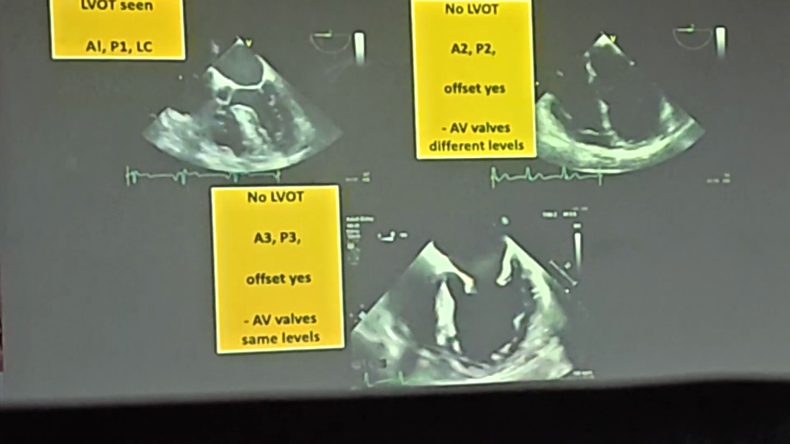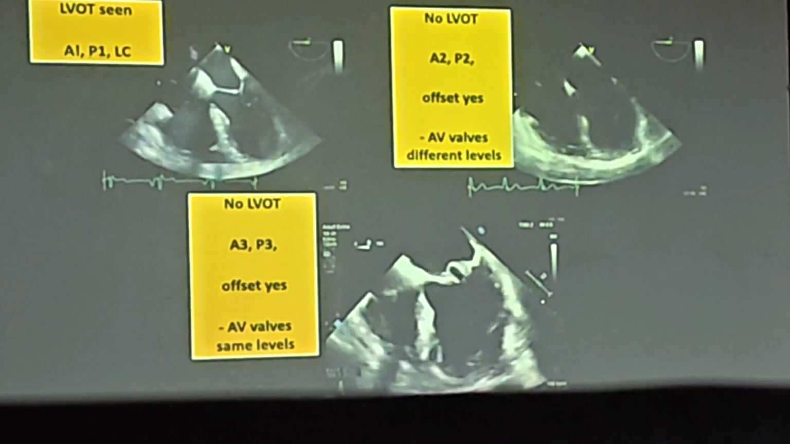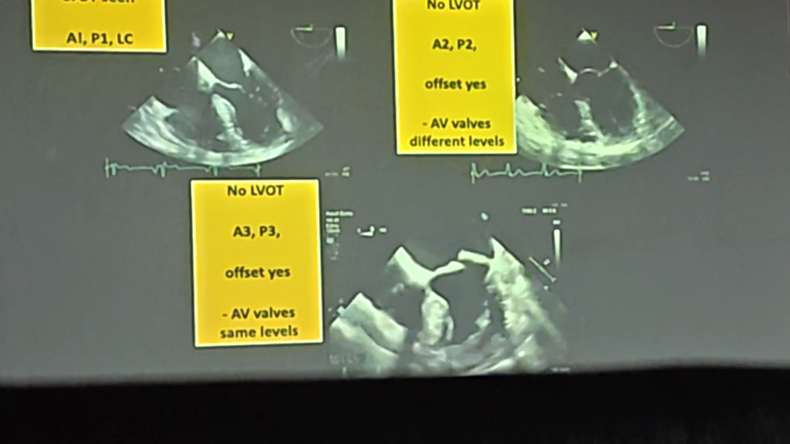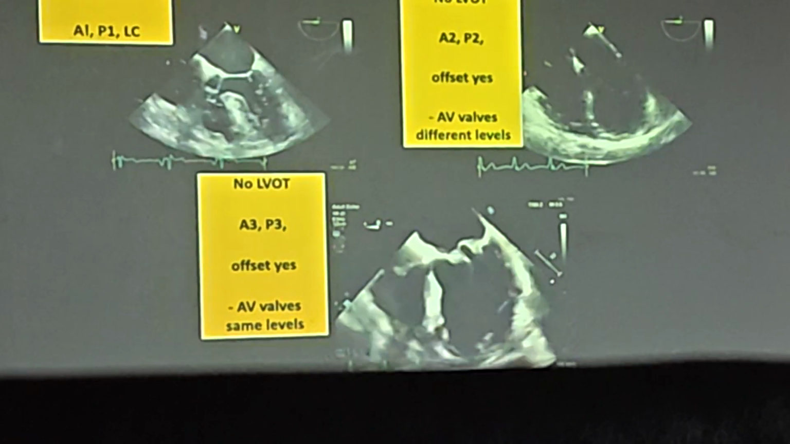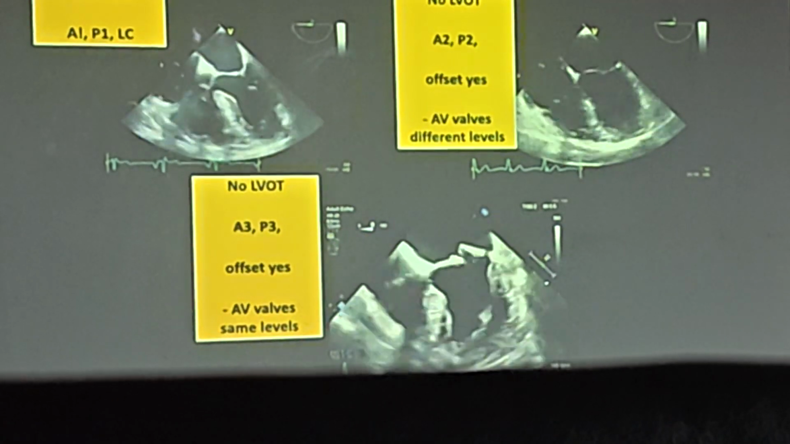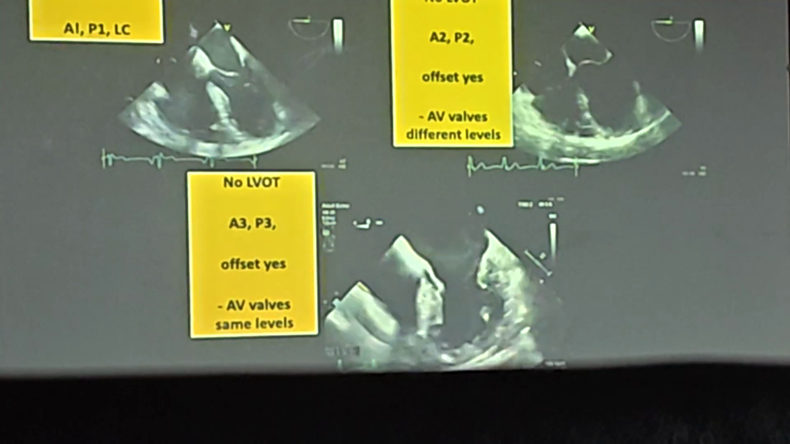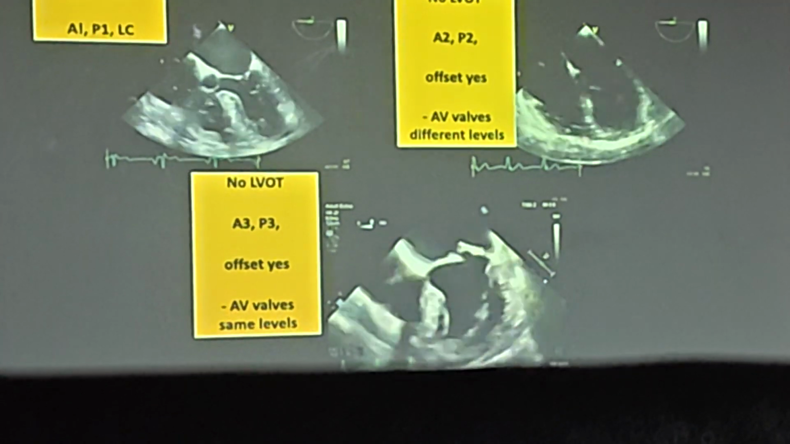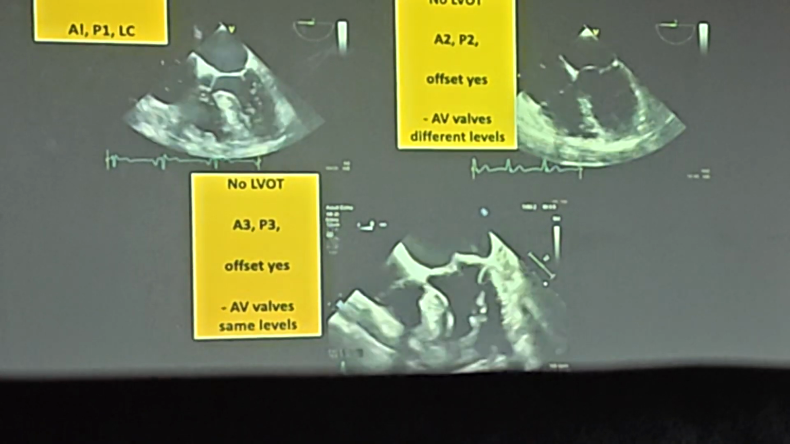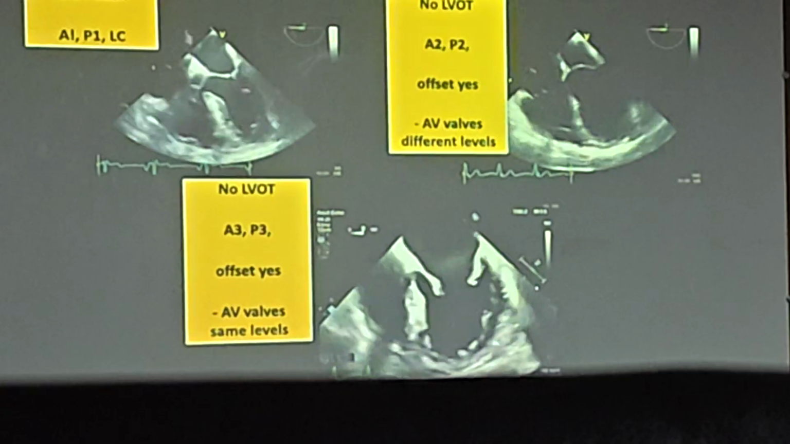So now the mandatory views. I'll go through some very basic ones. When you put the probe inside, the moment you see the LVOT, what you see is the A1, P1 and the lateral commissure. As long as you have the LVOT in focus, it's always going to be A1, P1, and that small area towards the lateral side, which is going to be the lateral commissure. And as you keep pushing the probe down, the LVOT disappears.